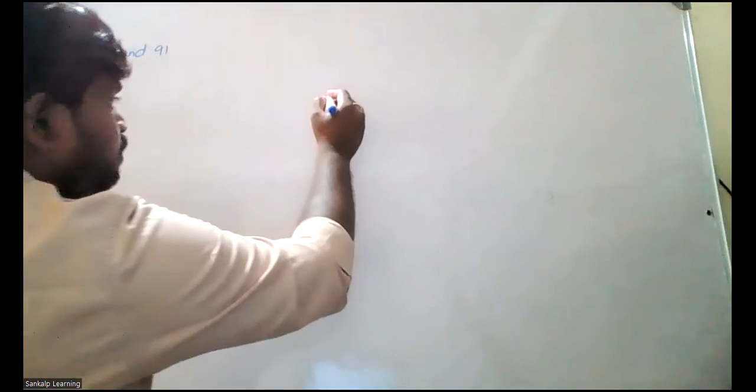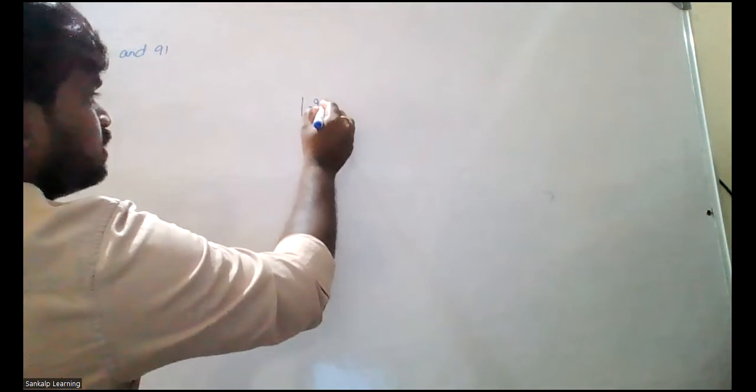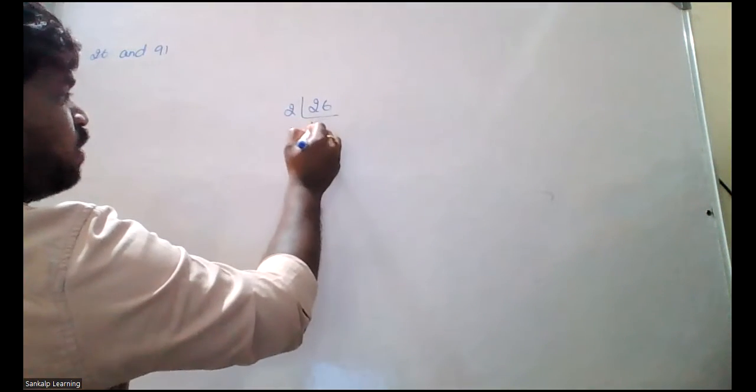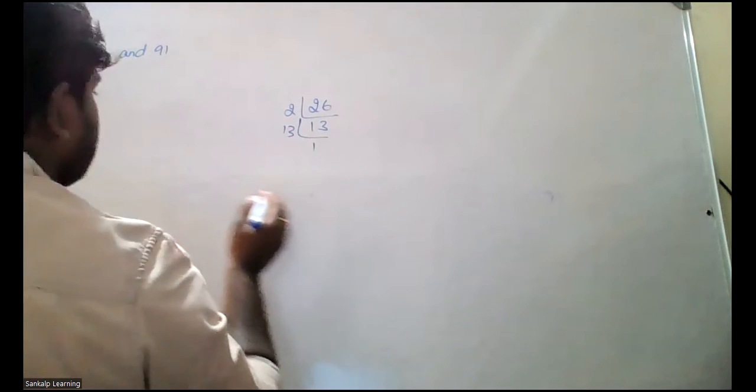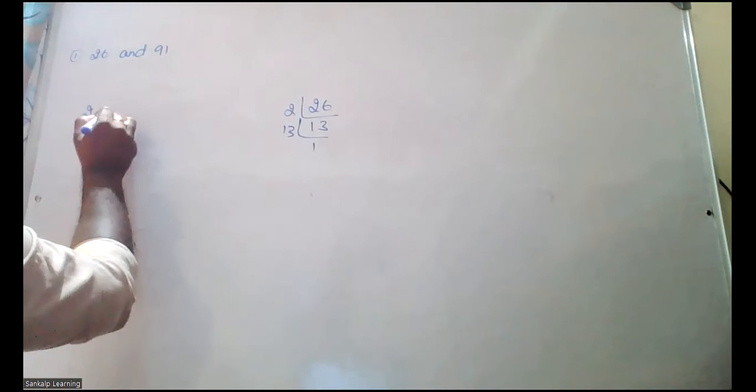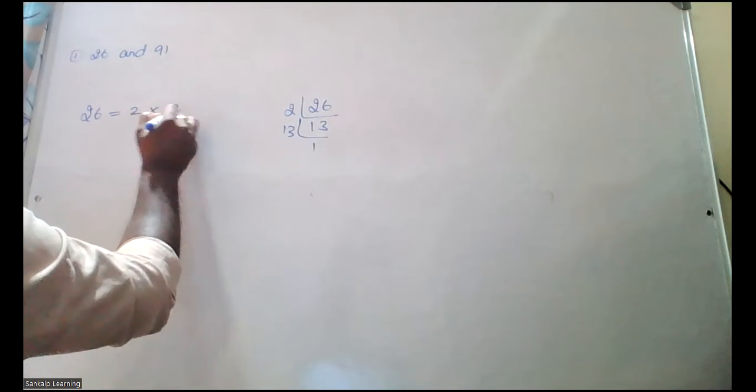So in the working column, 26, this is an even number, so let's start with 2. 2 1s are 2, 2 3s are 6, 13 itself is a prime number, so 13 1s are 13. Therefore 26 can be written as 2 into 13.